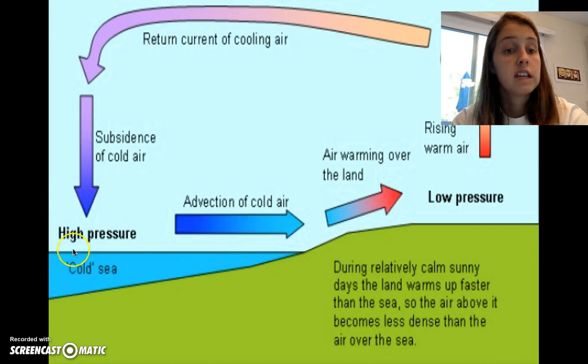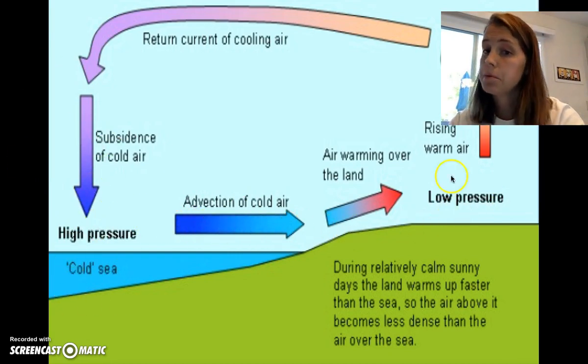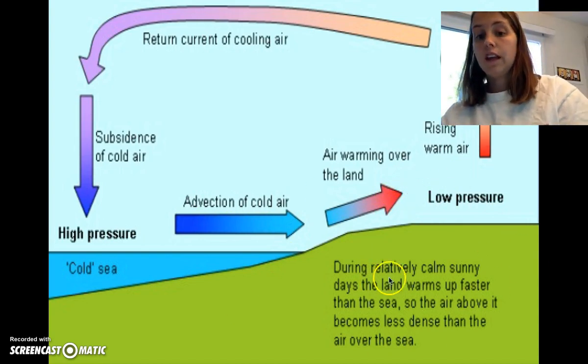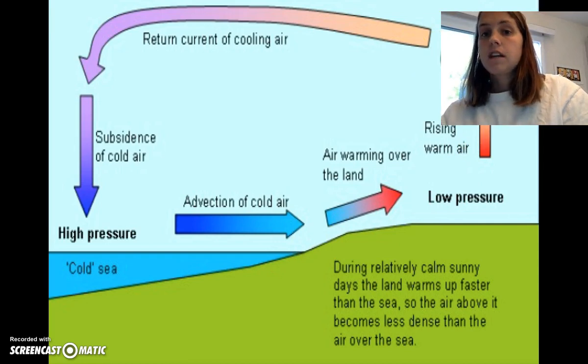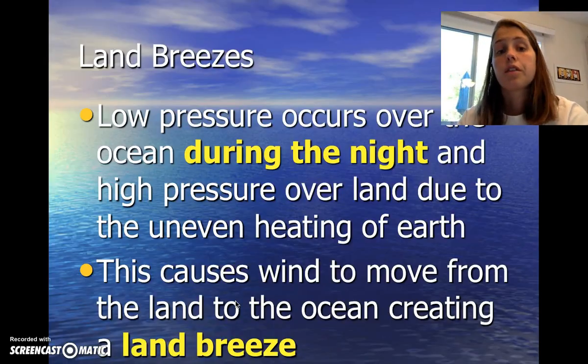So here's the diagram. So cold sea, meaning colder air, is going to move towards the lower pressure or warm air over the land, and that's going to rise because warm air rises. It's going to create clouds, it's going to cool down, it's going to rain, and so on.